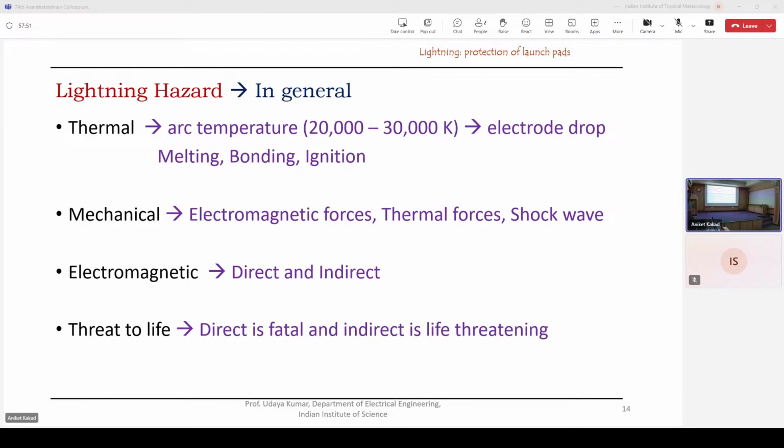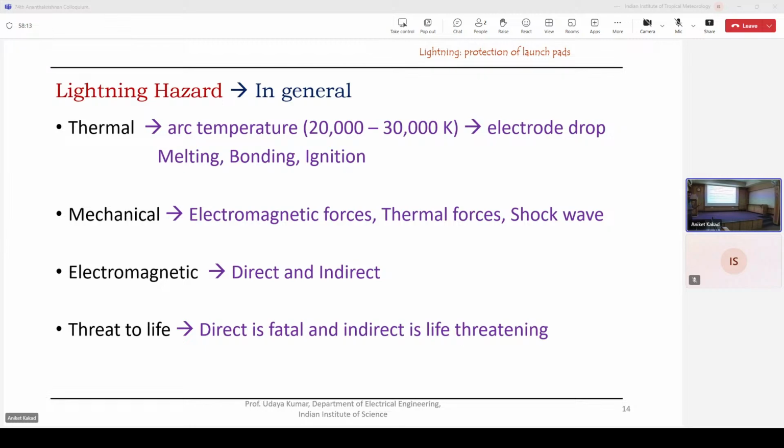However, because the density of air is so small there, by itself it cannot cause ignition of fire unless you have a very, very volatile material. It is actually the overall current and continuing current responsible for burning or fire accidents. But nevertheless, this is sufficient to cause melting, bonding, ignition of the joints and other things. This is the first source of damage.